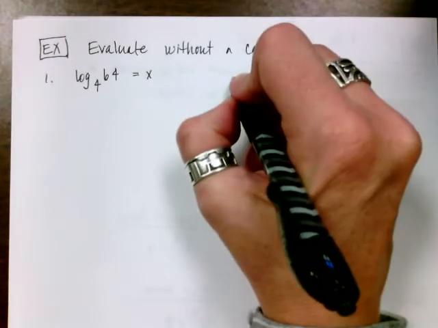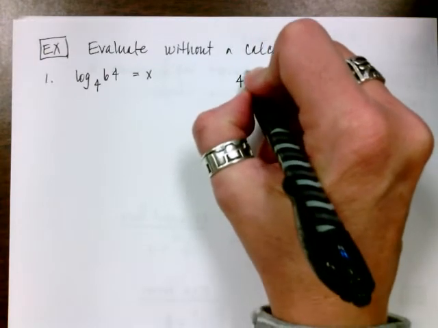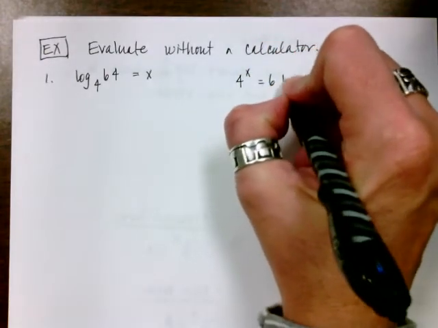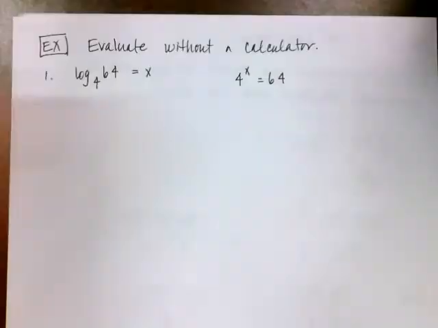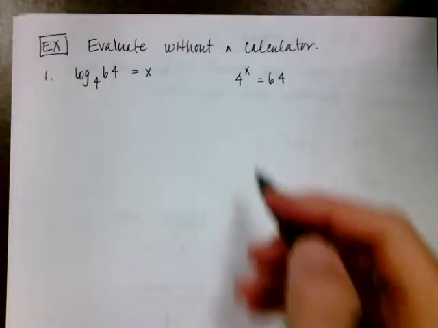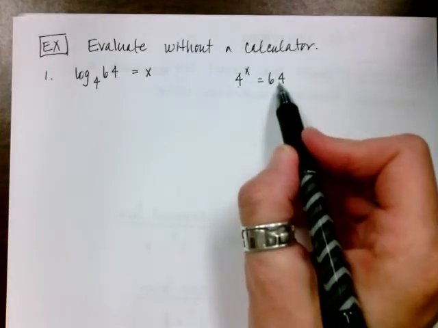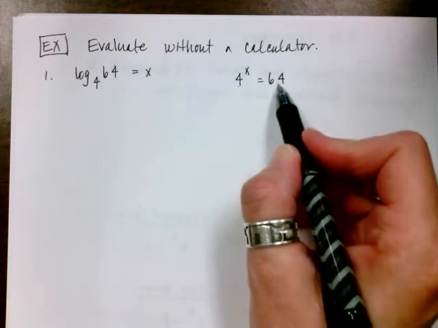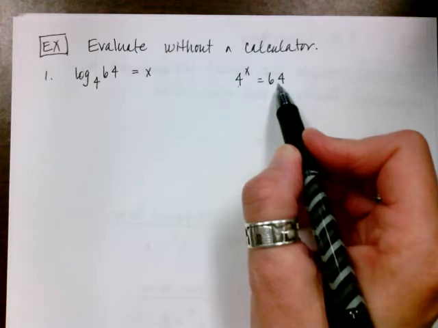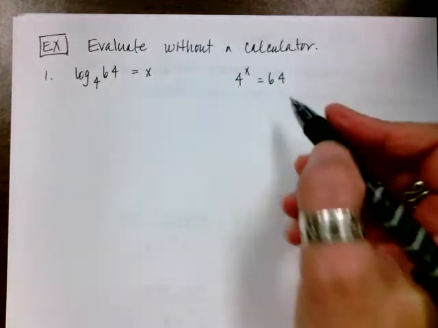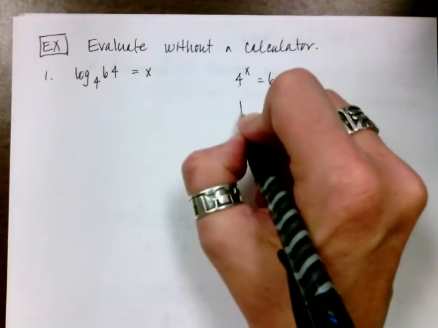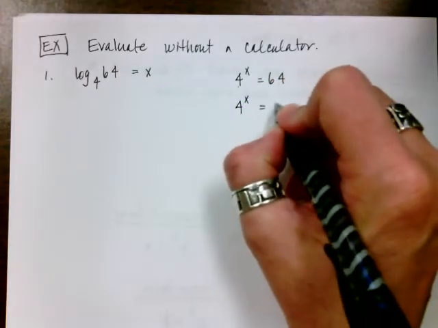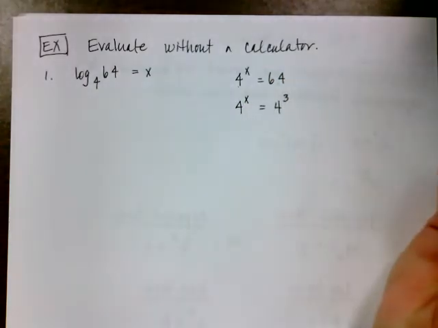So like the examples we just did, now I'm going to say 4 to the x is equal to 64. Well, my x is in the up position, and 4 is the base. I know that 64 is a power of 4, and I need to have the same base to be able to solve this type of equation. Okay, so I'm going to rewrite 64. So I'm going to say 4 to the x is equal to 4 to the third.